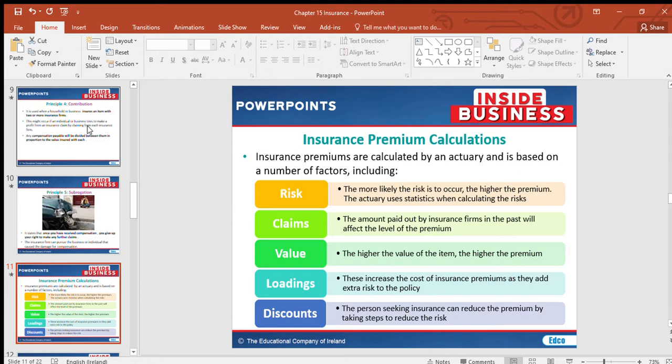It might go up. If insurance firms are paying out an incredible amount of money because other people are being involved in accidents and claiming, then it can go up. So it's based on other people's incidents.